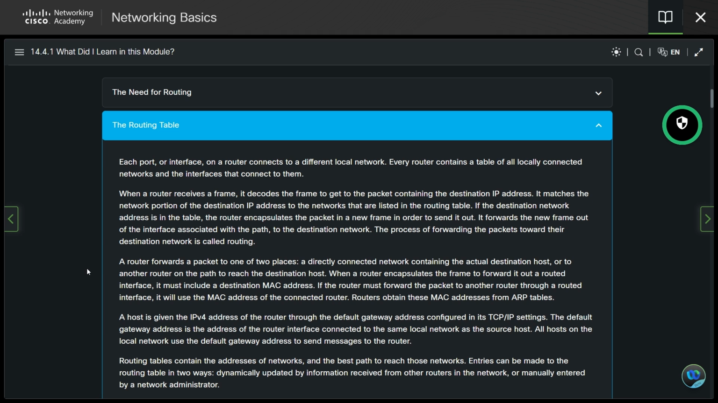If the destination network address is in the table, the router encapsulates the packet in a new frame in order to send it out. It forwards the new frame out of the interface associated with the path to the destination network. The process of forwarding the packet toward its destination network is called routing. A router forwards a packet to one of two places: a directly connected network containing the actual destination host, or another router on the path to reach the destination host.